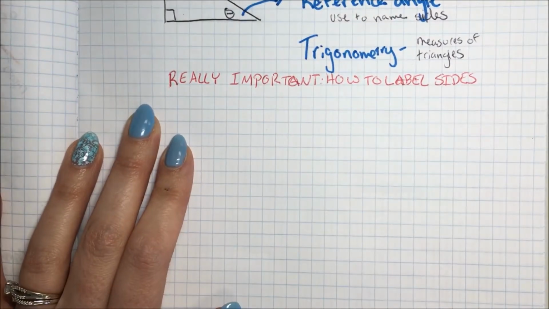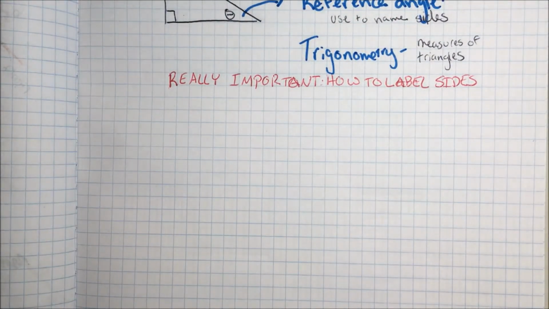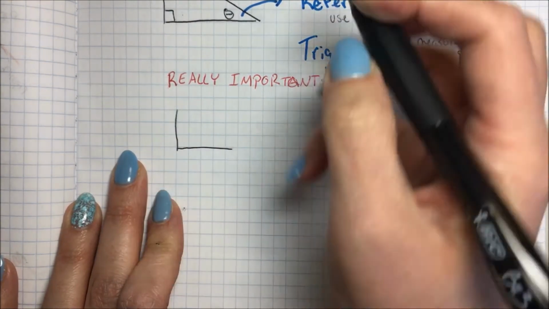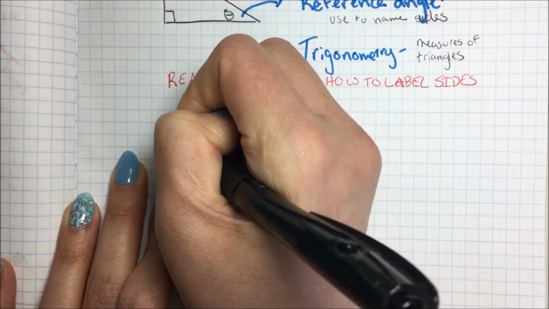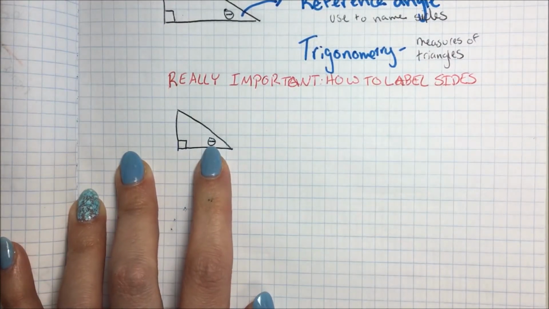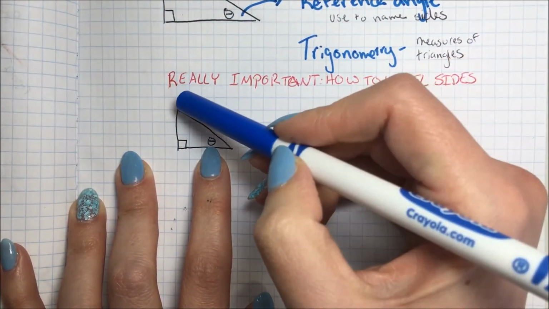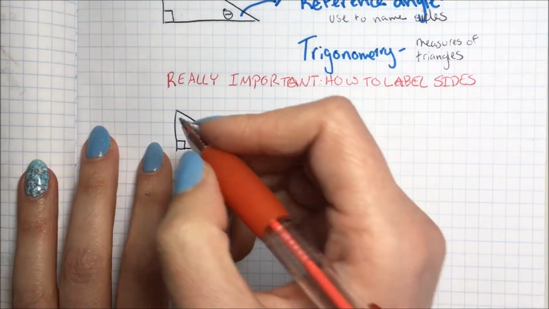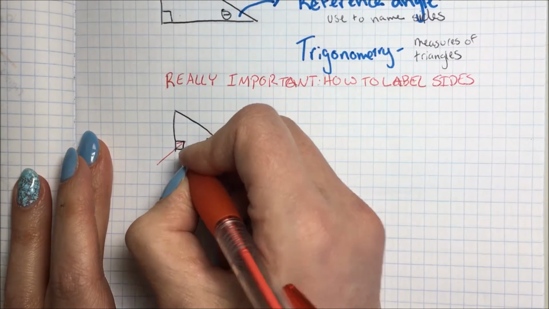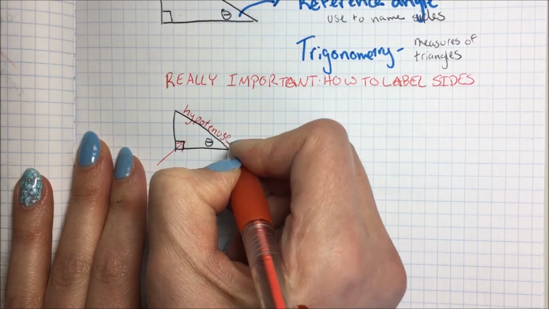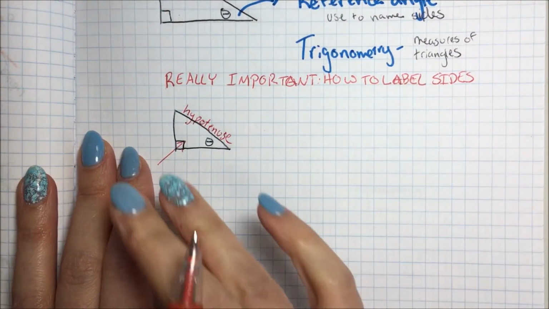Okay, this is the really important stuff for today. If I were to draw a triangle, I need to know how to label the sides based on the reference angle. So let's say the reference angle is this angle here, and the reference angle can only ever be the two acute angles in a right triangle. Okay? The one side we already know is the hypotenuse. The hypotenuse is always the hypotenuse no matter what.